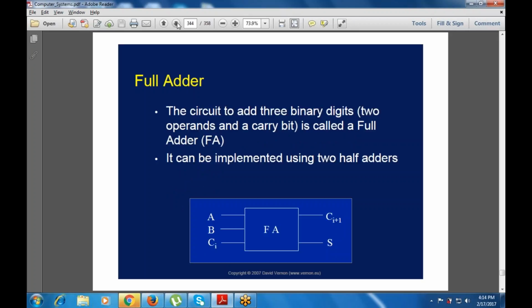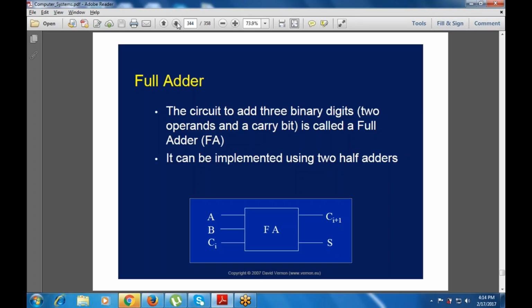The circuit to add three binary digits, the two operands and the carry bit, is known as a full adder. So now we come to the next part, the full adder. We are finished with the half adder, which is used to add two binary digits. Now the full adder is a circuit to add three binary digits, A, B and C, whereas before we added just A and B.